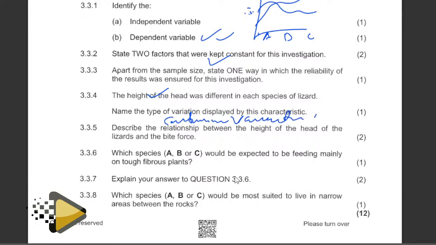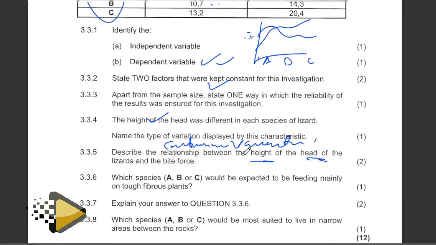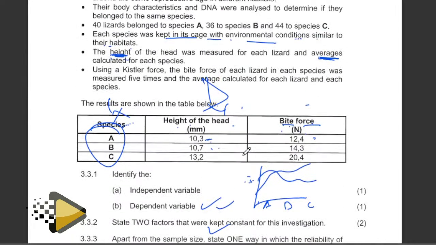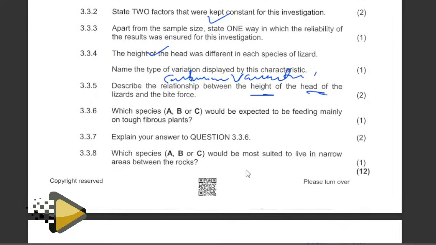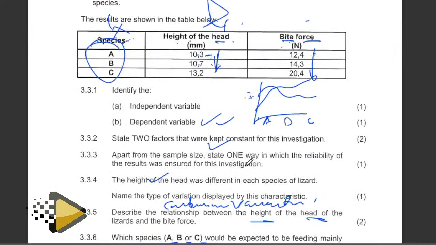Describe the relationship between height of the head of the lizard and the bite force. As the height of the head increases, the bite force also increases. You see, the bite force also increases. Which species, A, B, or C, would be expected to be feeding mainly on rough fibrous plants? So we are looking at the one which has the force which is strong enough. So its answer is C.